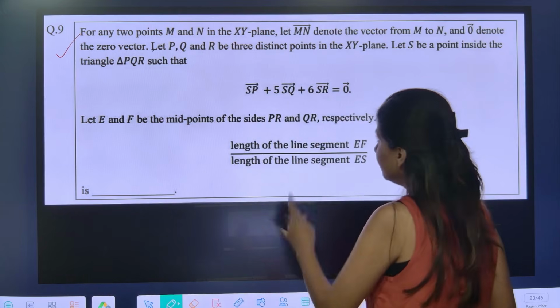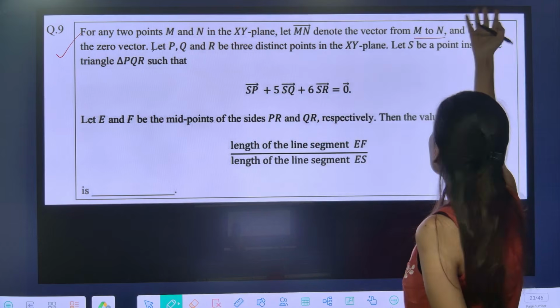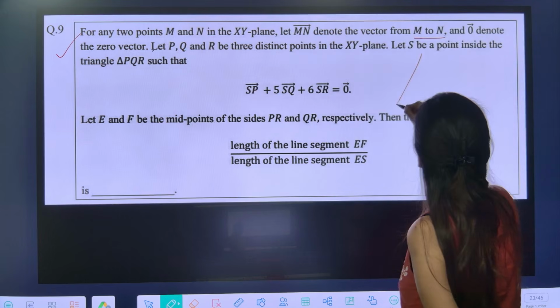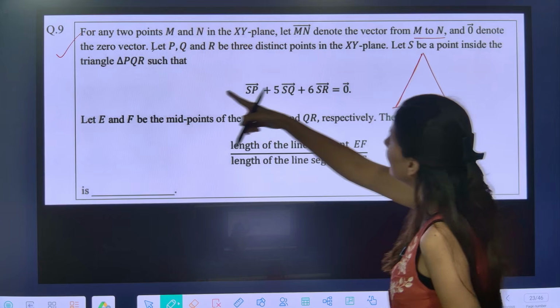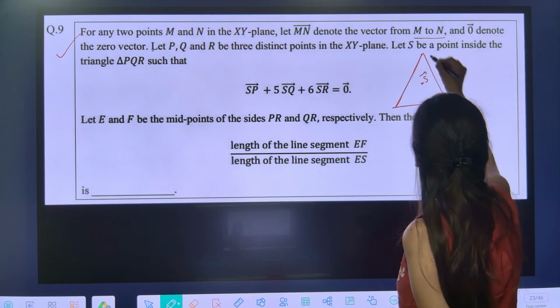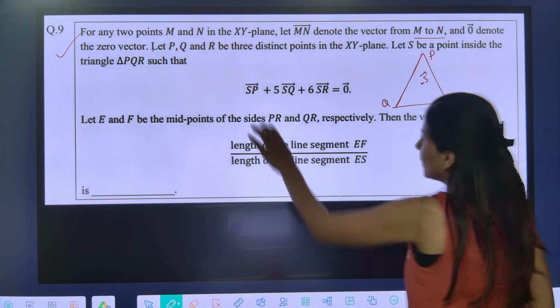All right. So now the first is M and N. MN denotes vector M to N. I think this is basic information. PQR looks like there is a triangle in the question. PQR is a triangle. S is the point inside the triangle. This is S vector, P, Q and R. Okay. Now this is the information given.